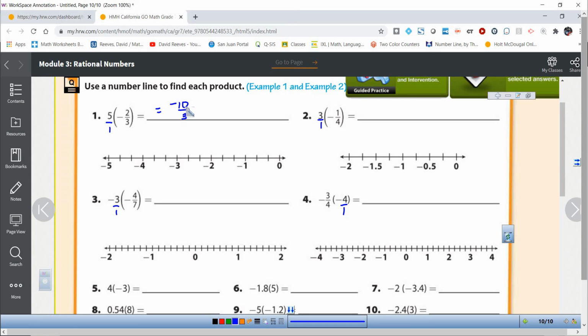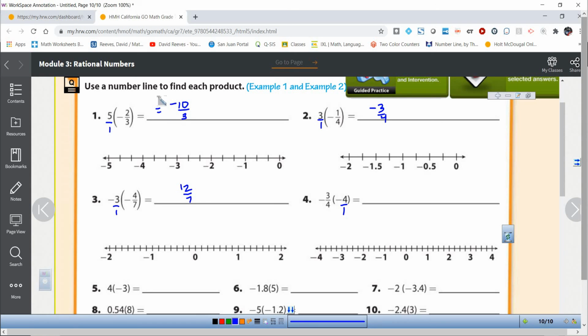And that answer, it's an improper fraction. It's perfectly fine. There's nothing wrong with that answer. It doesn't simplify. If I did this one, I'm going to get a negative 3 over 4. Again, that does not simplify. This one right here, positive 3 times 4/7, that's going to give me a positive 12/7.